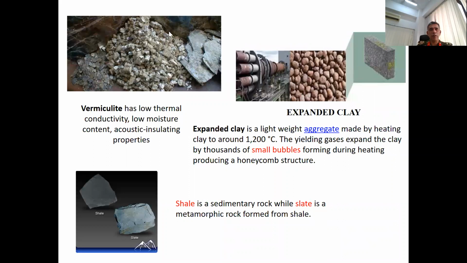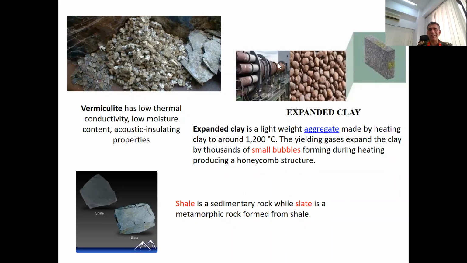I said that we'll see what is vermiculite. Vermiculite is a mineral. It looks like this. It has low thermal conductivity and low moisture content. Low thermal conductivity means that it does not allow heat to flow. Then it has low moisture, and it has acoustic insulating properties. That means it prevents sound from traveling from one place to another. That's why vermiculite, which is a lightweight aggregate, is used for insulating purpose.